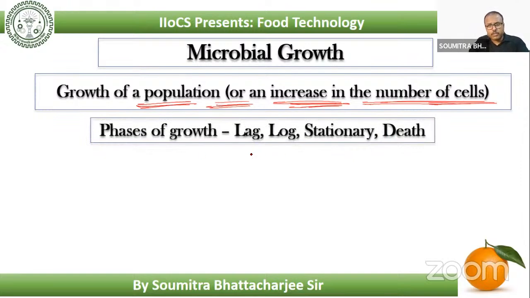The phases of growth are lag, log, stationary, and death phase. Starting with the lag phase: lag stands for slow. Let's consider that I take a single bacterial or microbial cell and place it in a culture medium to culture that microbe. That microbe will always take a certain time period to get acclimatized or adapted to its environment.